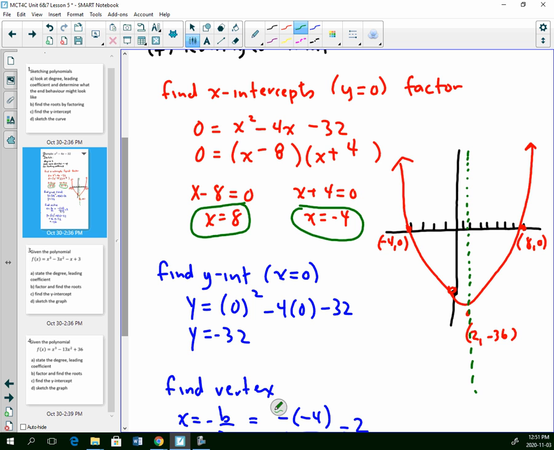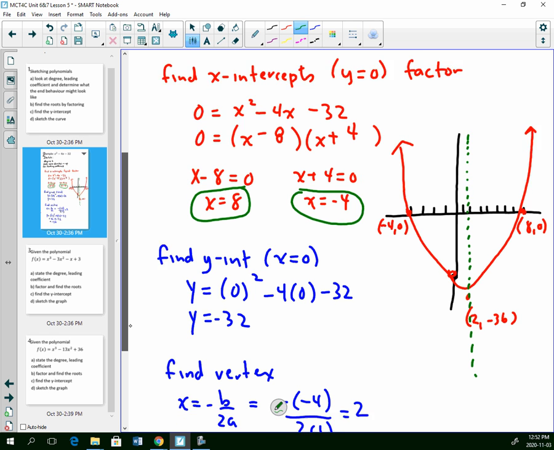So those are things I can find. I know before I sketch it what it's going to look like. I know it's going to go up. I know it's going to have ends in the same direction, and I know it's probably going to turn once. And then through the process of factoring, I can find the x-intercepts. I can sub in 0 to find the y-intercept, and I also know how to find the vertex if it's a quadratic. Okay?